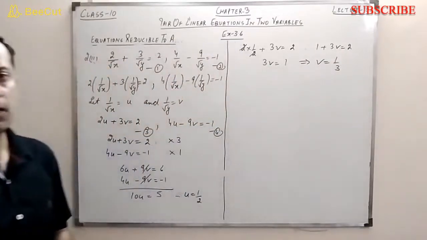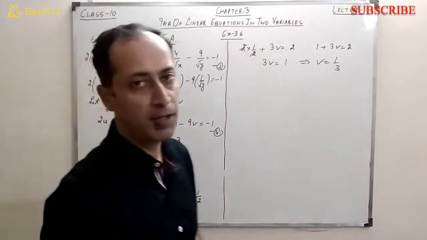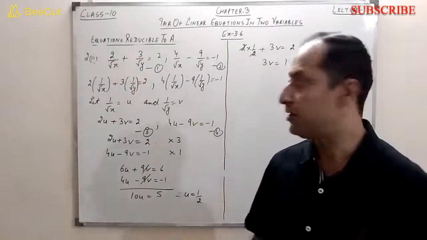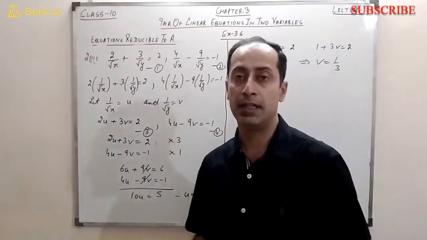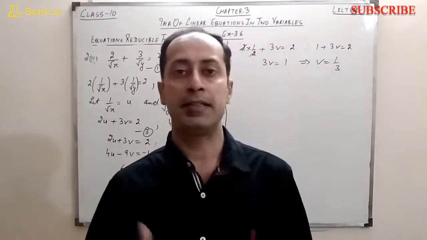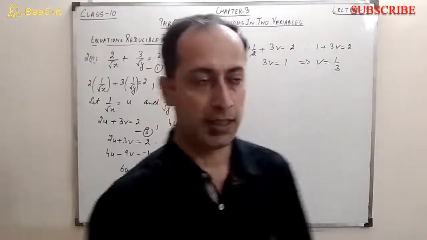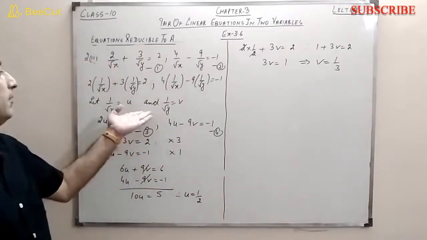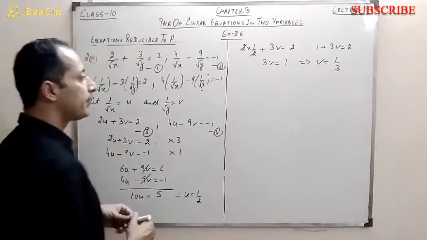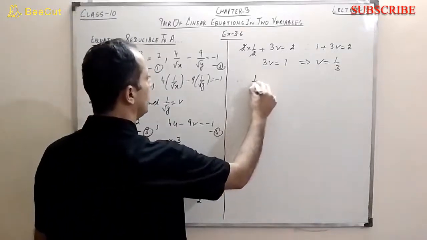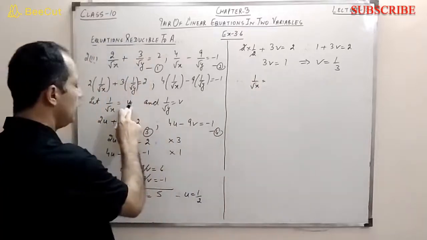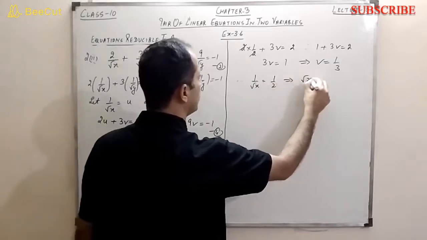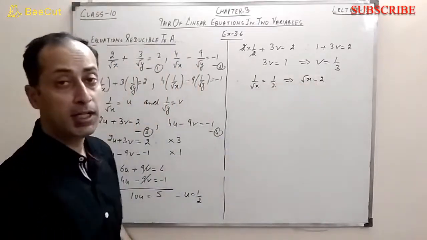Now again, sometimes what happens, students stop at this point because they think they have to just find the value of u and v, but they forgot in the original equation we did not have u and v, we had x and y. So our next step would be to find the value of x and y, right? So what we can do, we can just substitute the value of u and v in the relation which we have supposed. So now 1 by root x was equal to u, and u is 1 by 2, so 1 by root x is equal to 1 by 2. This means root x equals to 2. If you cross multiply these two, you get root x equals to 2.